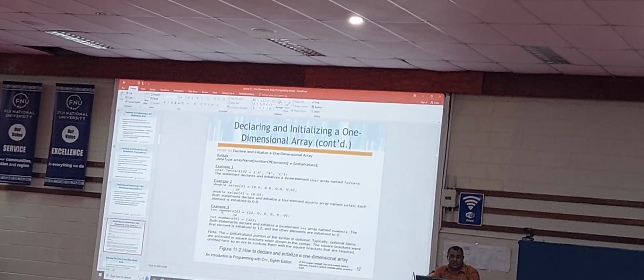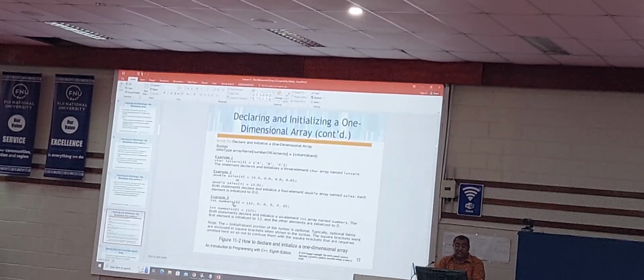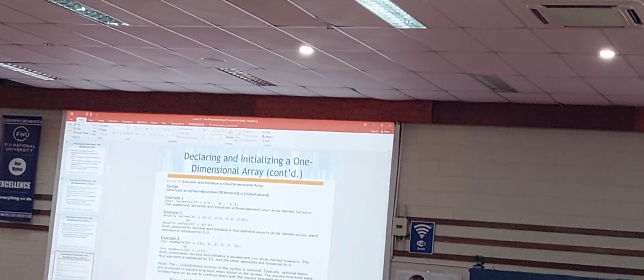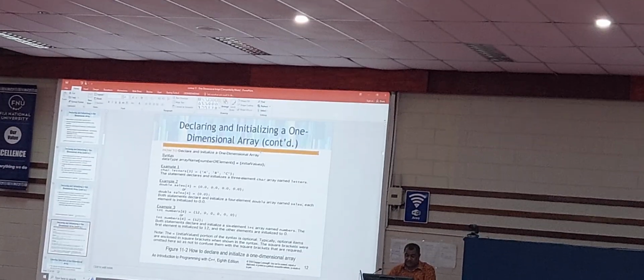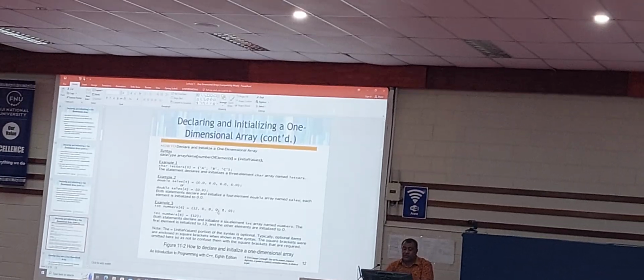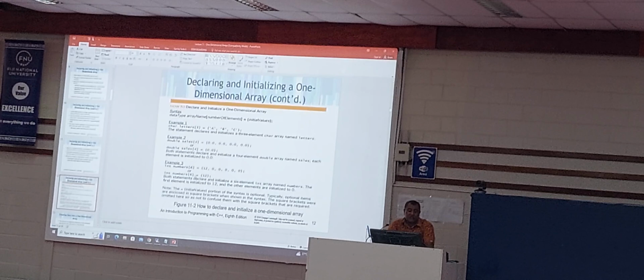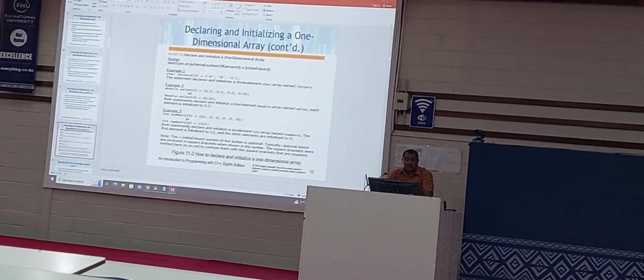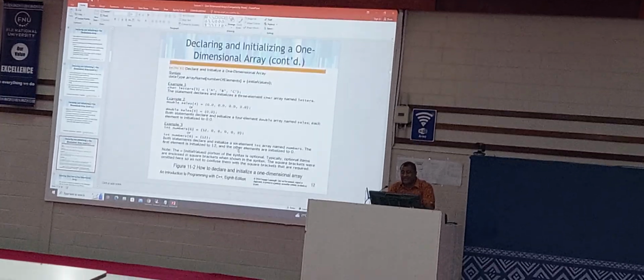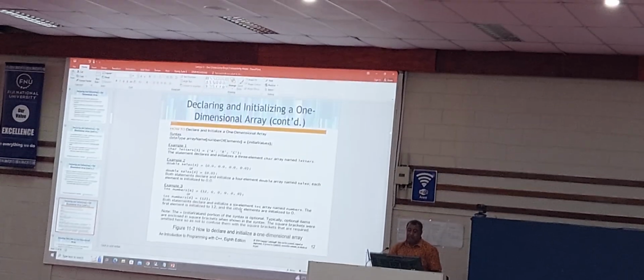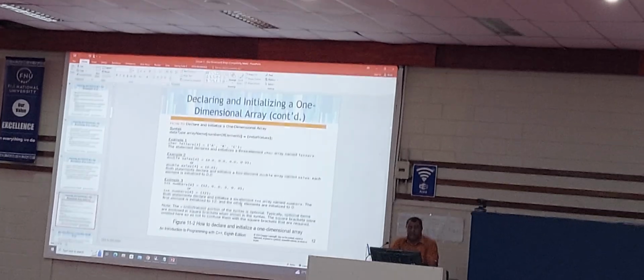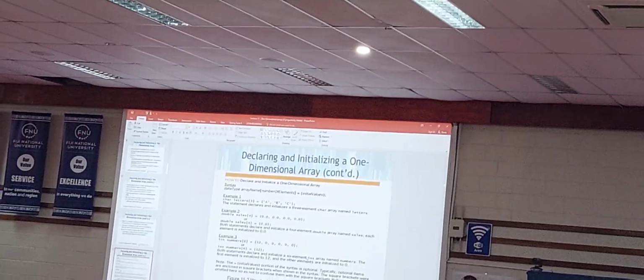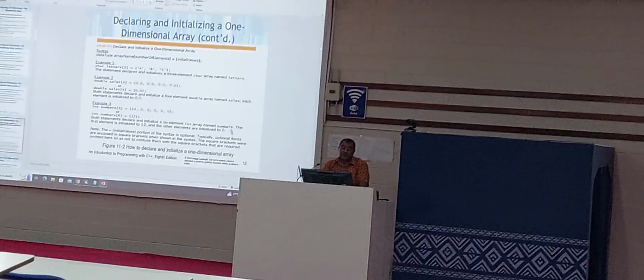Example number 3: int numbers[6]. The size of the array is 6, and here we are populating this array with 12, 0, 0, 0, 0. Here's another one: int numbers[6], the size of the array is 6, and here we are putting the number 12 only. Both statements declare and initialize a 6-element integer array named numbers. The first element is initialized to 12, and the other elements are initialized with 0. So both statements produce the same values.